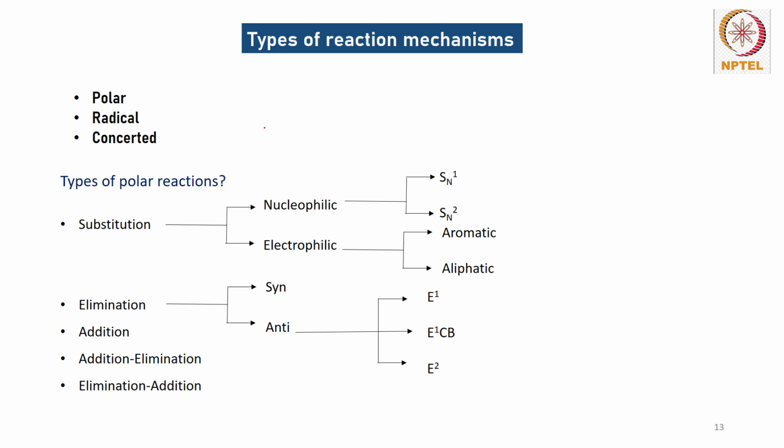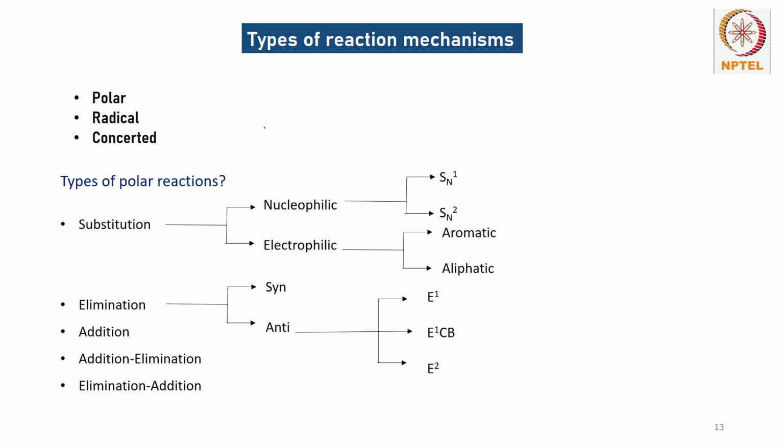So there are different types of polar reactions, like substitution, elimination, addition, elimination, and elimination, addition. So what is substitution? There are two types of substitution. One is nucleophilic, another is electrophilic. What is nucleophilic? If a nucleophile is coming and substituting one group from a system, then that will be called nucleophilic substitution. And electrophilic substitution means when the electrophile is substituting something from the system.